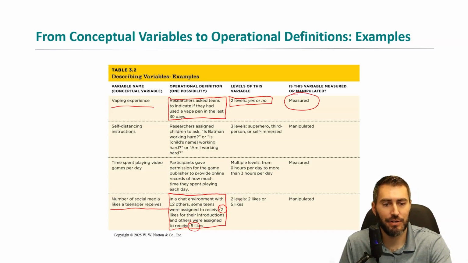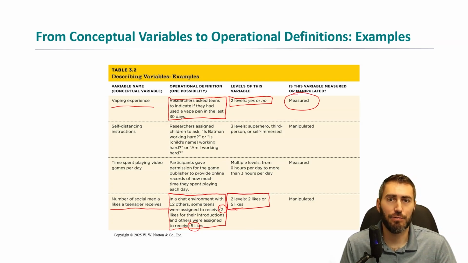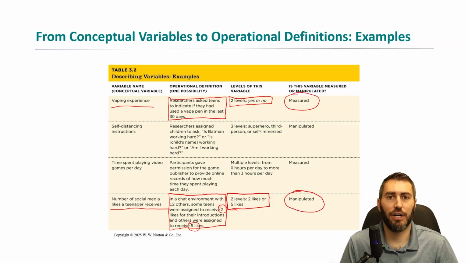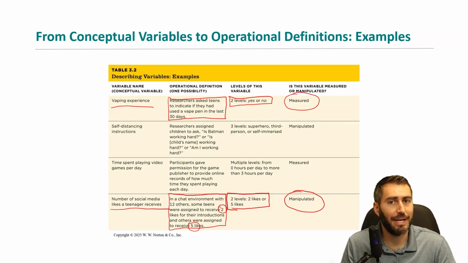So we have 2 levels, either those that received 2 likes or those that received 5 likes, and we can compare those 2 groups and say, was this different from one another? And notice that this now is a manipulated way of looking at a variable, because we have some influence, some control over what's going on. We're not just observing this in the natural world. We are controlling this. We are manipulating this in some way.